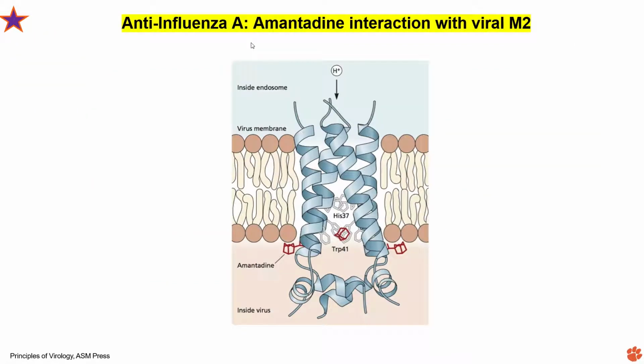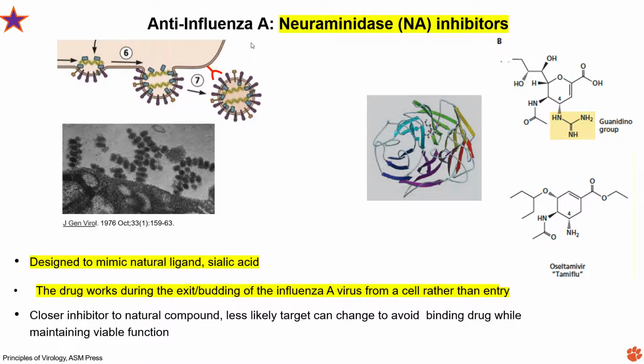Those are the kind of questions that we can ask. All right, so after that we are looking at oseltamivir, or Tamiflu. This is a neuraminidase inhibitor. And just a couple of questions we can ask from that: which of the following is true? Just remember that this is designed to mimic a natural ligand, which is the sialic acid.